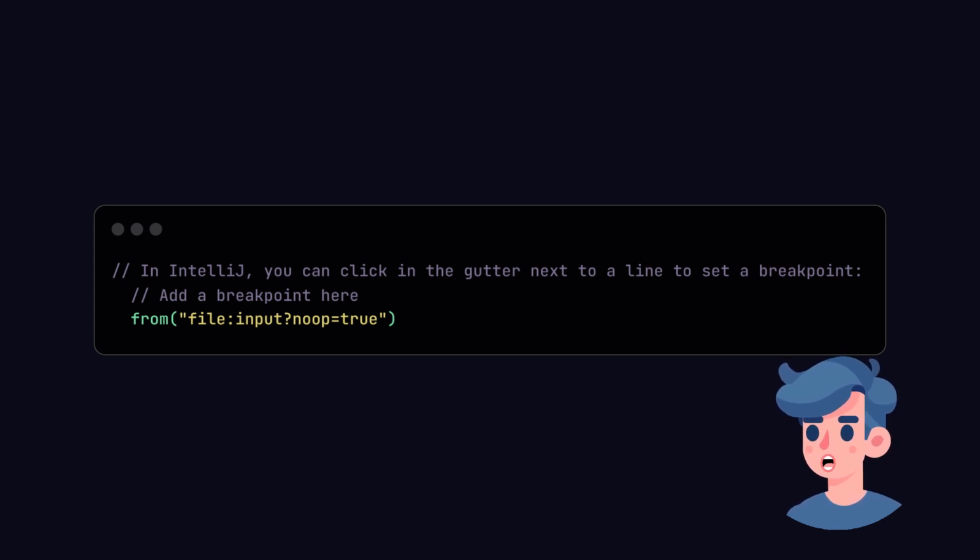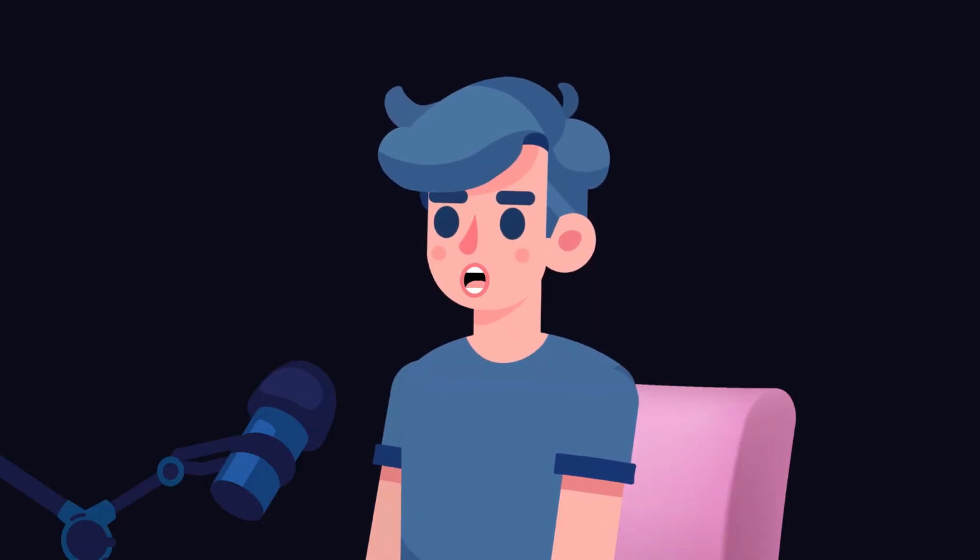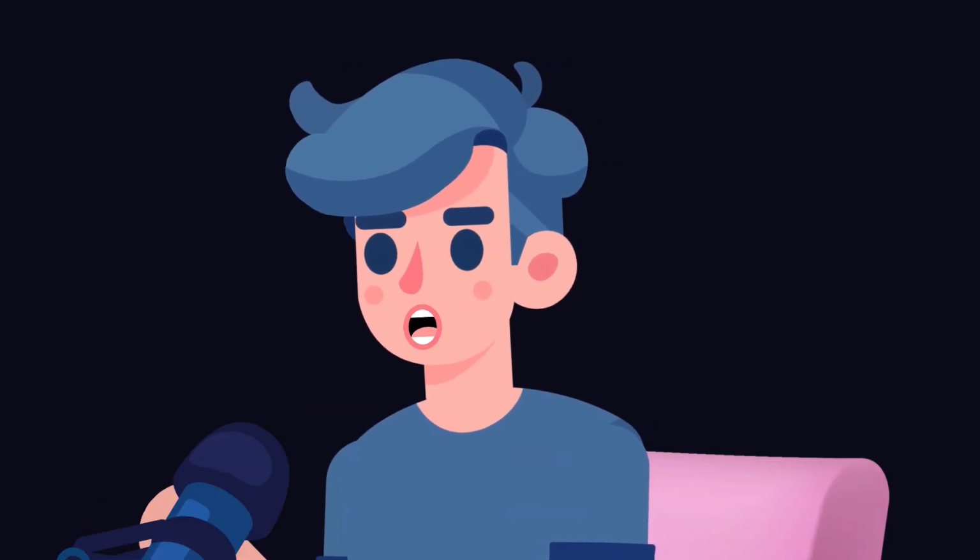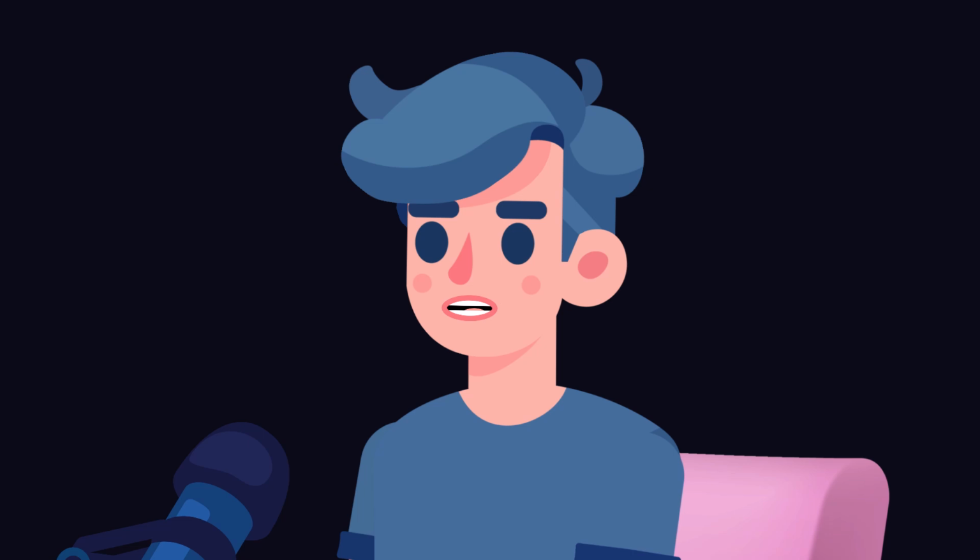Make sure you set breakpoints in your route configurations where you'd like to pause execution. Once the debugger is hit, you can inspect the state of the messages and other variables. This way you can see what's going on under the hood and make informed decisions about potential fixes.